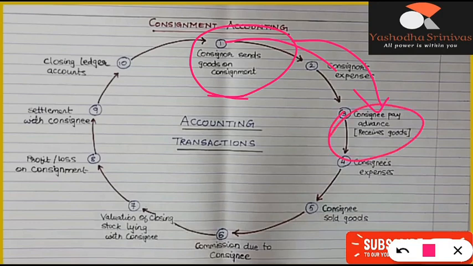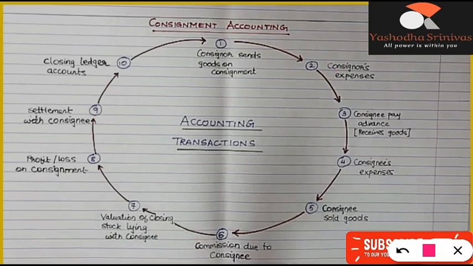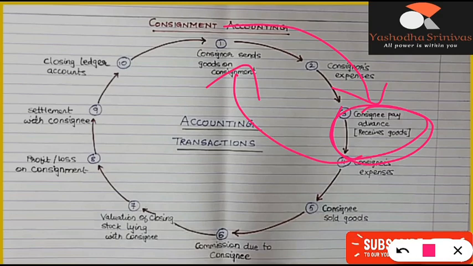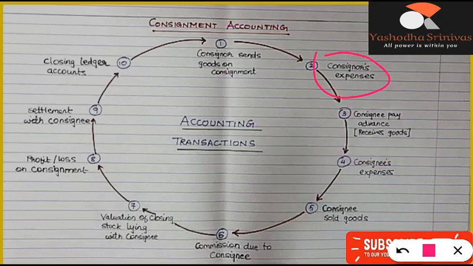That's all. So that is the advantage, and that is the main crux of consignment accounting. Here the ownership is not transferred. Hence, since the ownership is not transferred, all the expenses are borne by the consignor only. Since the ownership is with him, the consignor will be bearing all the expenses.